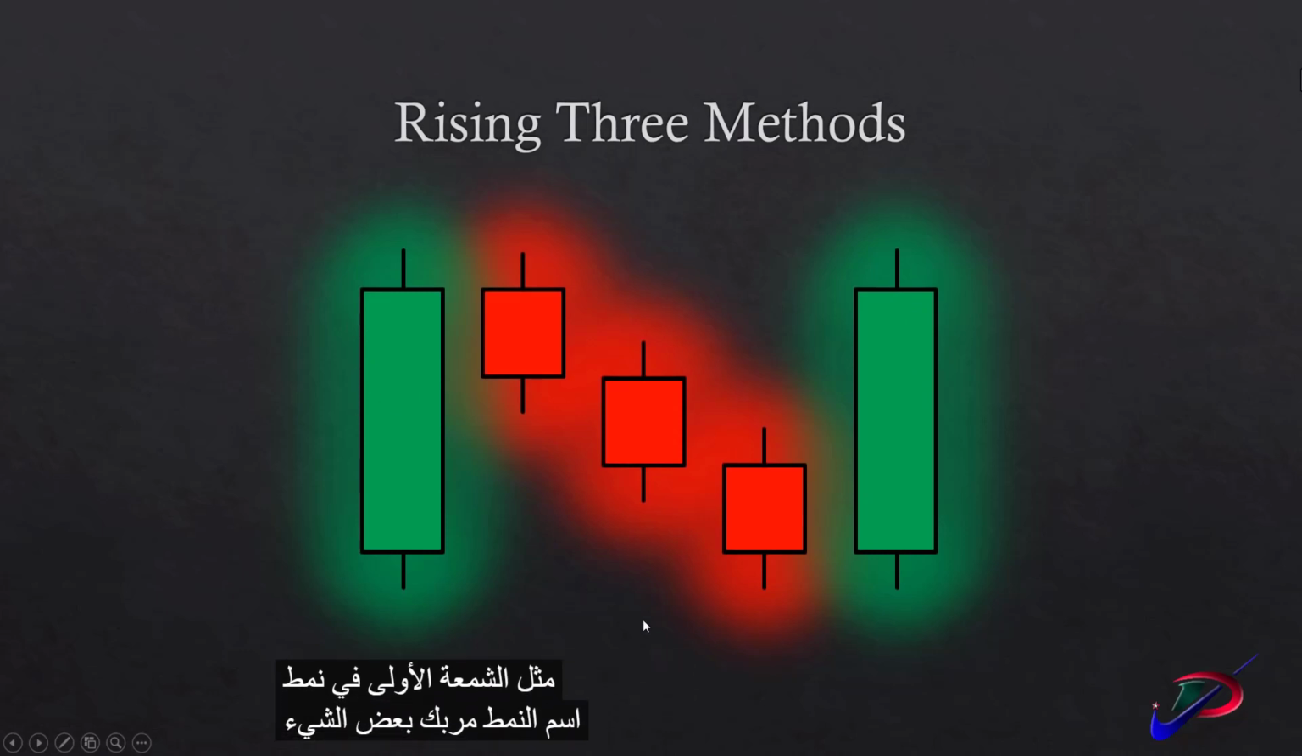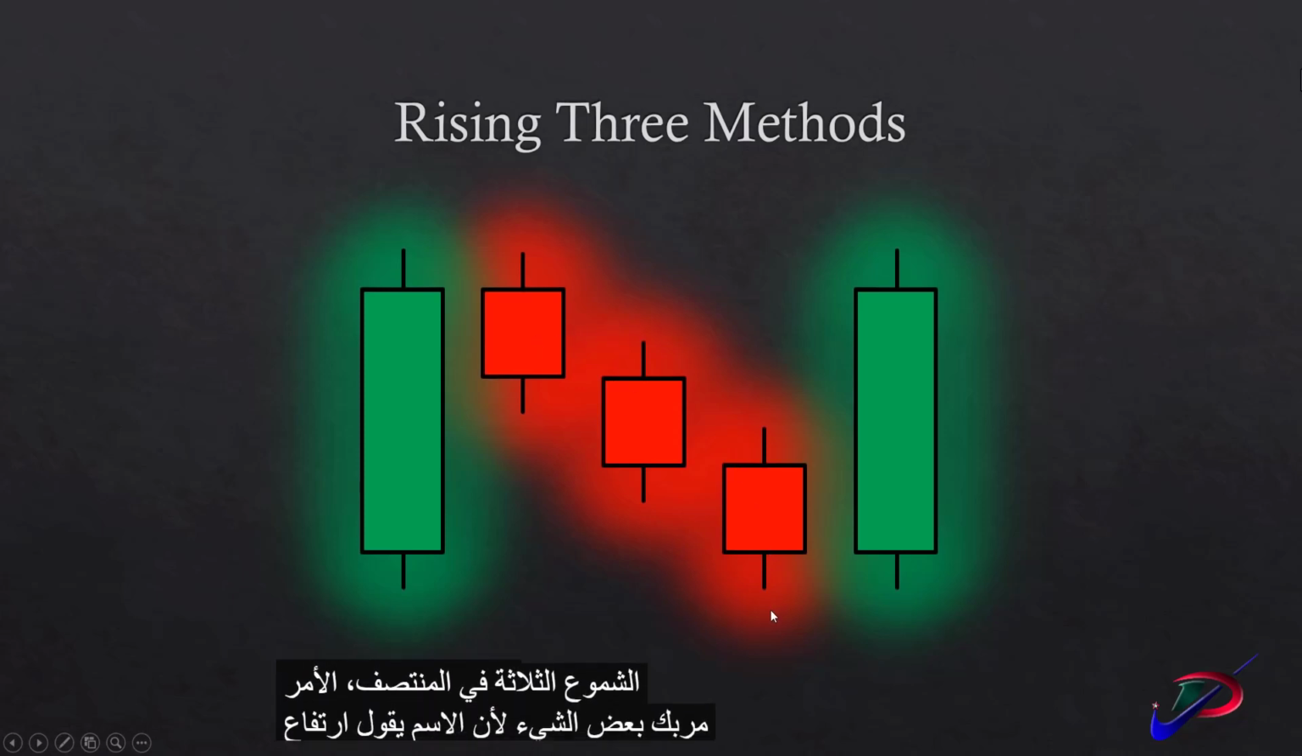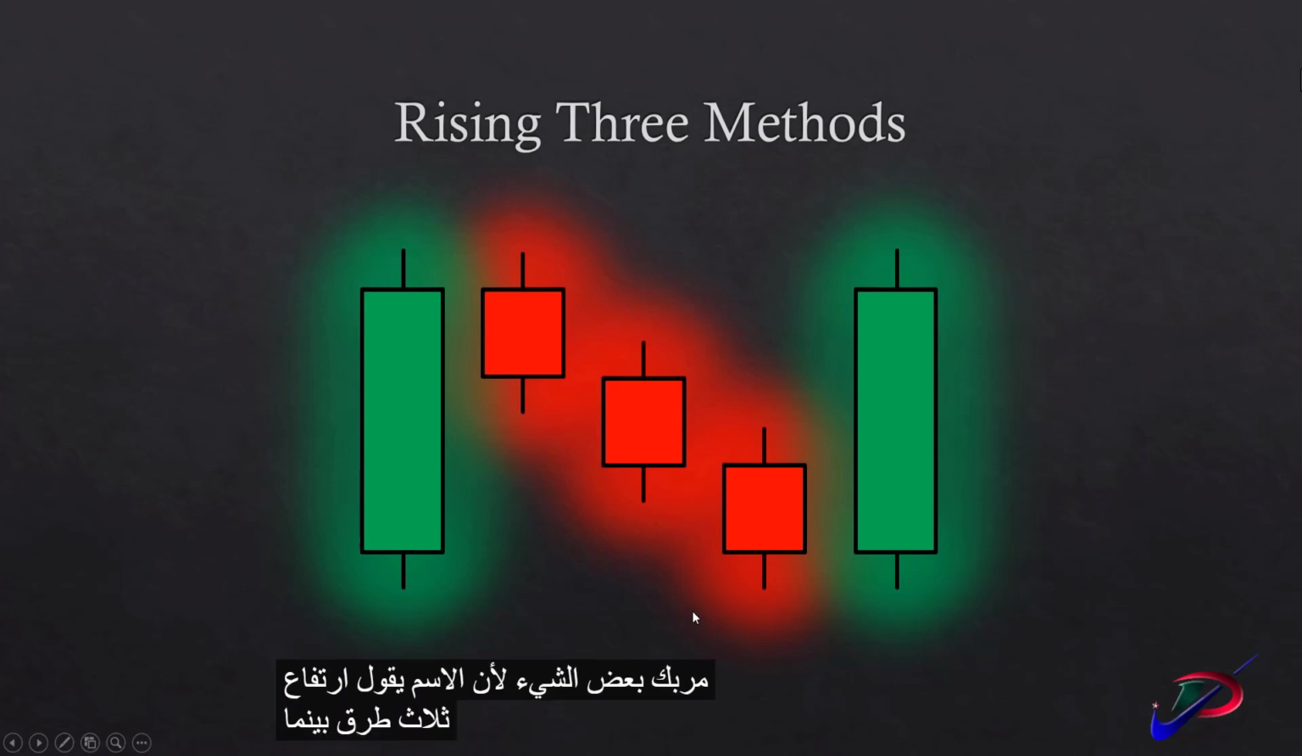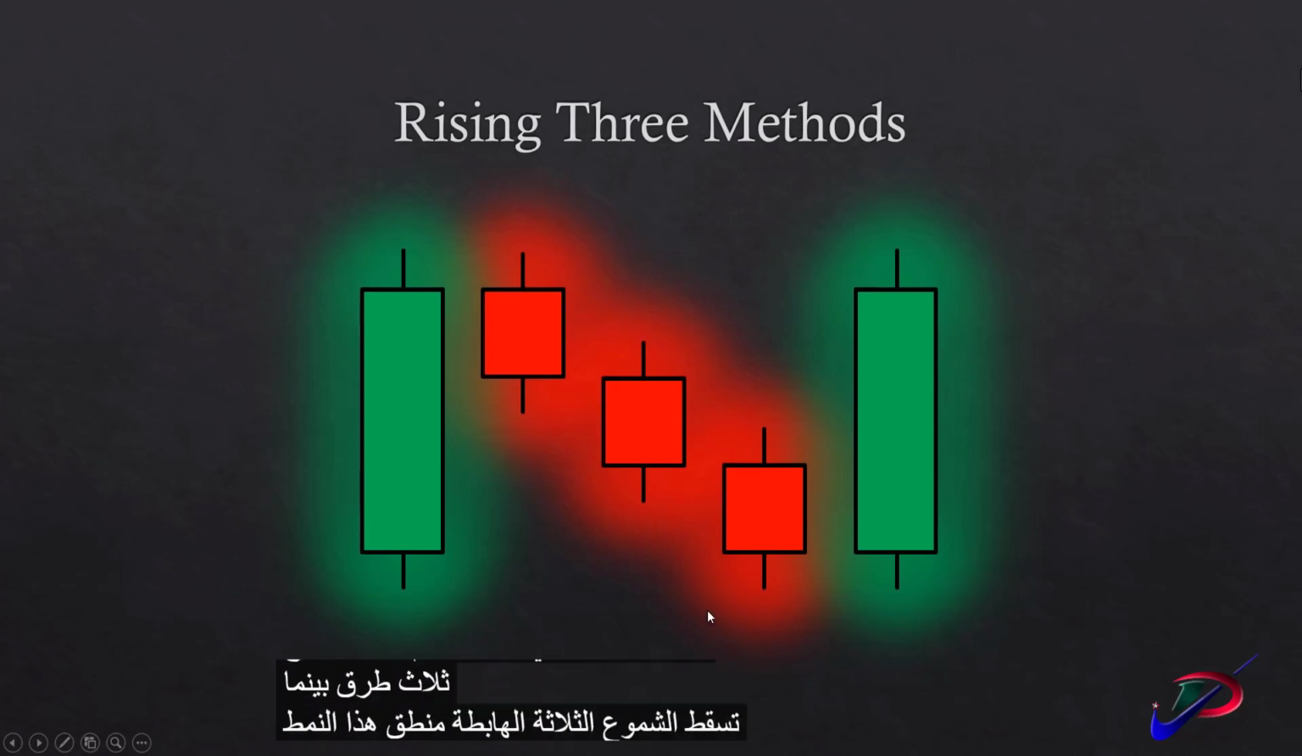The name of the pattern is a little confusing because the term rising refers to the direction that the pattern implies, not the candles themselves. And the term methods refers to the 3 candles in the middle. It's a bit confusing because the name says rising 3 methods, while the 3 bearish candles fall.